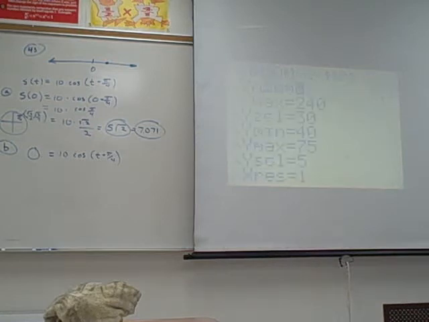So I'm going to go to window. T has to be greater than or equal to 0. Let's just look at where the particle's at during the first, let's say, 2 seconds. So x min 0, x max of 2. And if I don't find a place where it crosses the x-axis, I'll have to redo this. But x scale of 1, I'm going to hit zoom 0. I'm going to look at the position of the graph during the first 2 seconds.